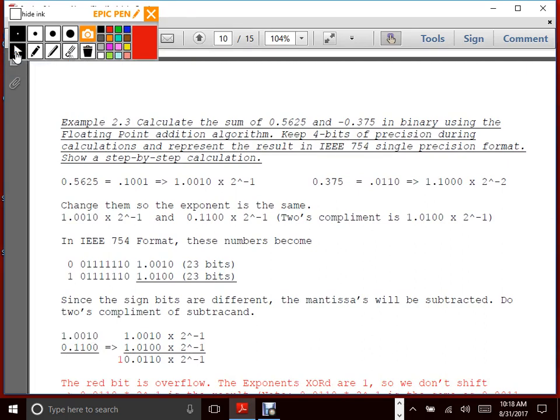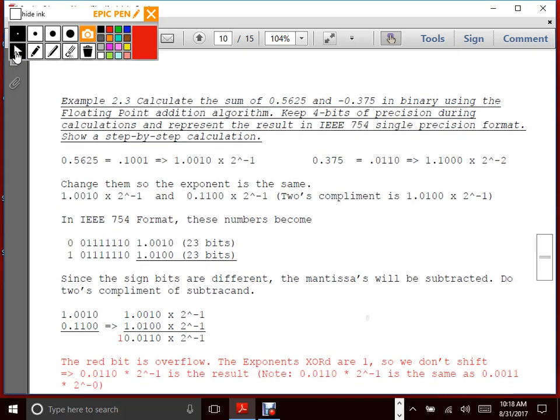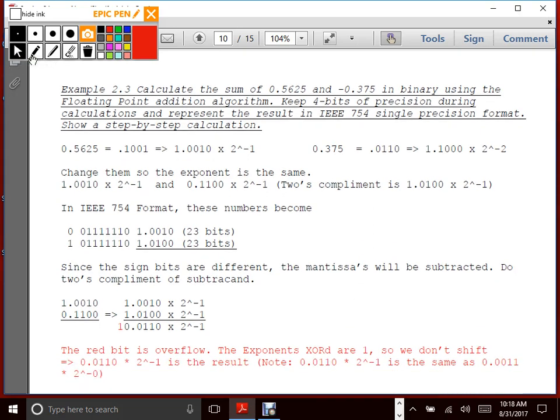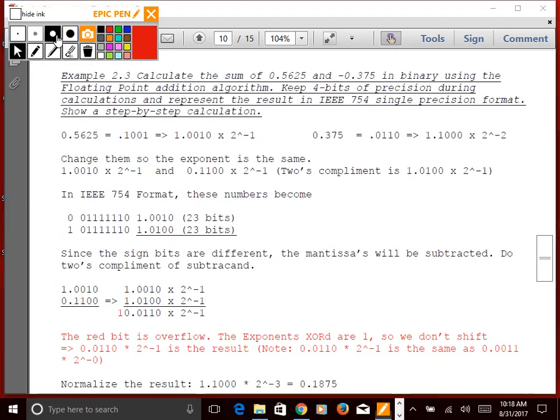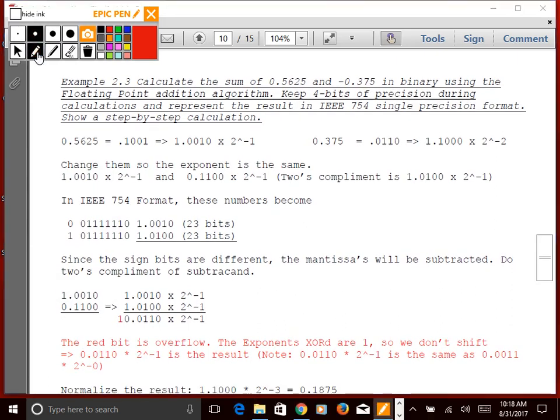Since the signs are different, the mantissas will be subtracted, which is fine because we've performed the 2's complement. But the key thing is, since they're different, we cannot have an overflow. If you're doing subtraction and the signs are different, that means it's an extension, and it goes away. It's carried. So in this case, we're adding these values up. You can ignore this portion here. You see how this number is the 2's complement there?